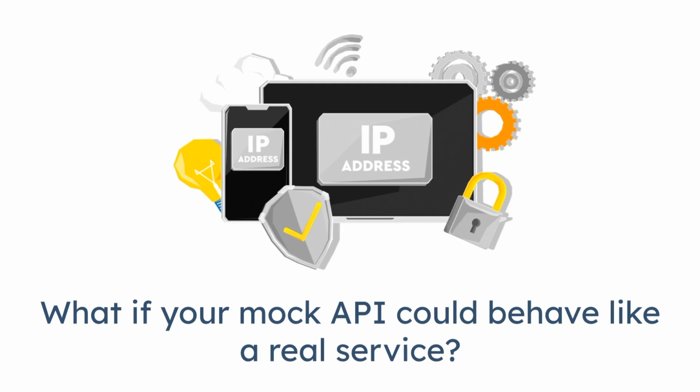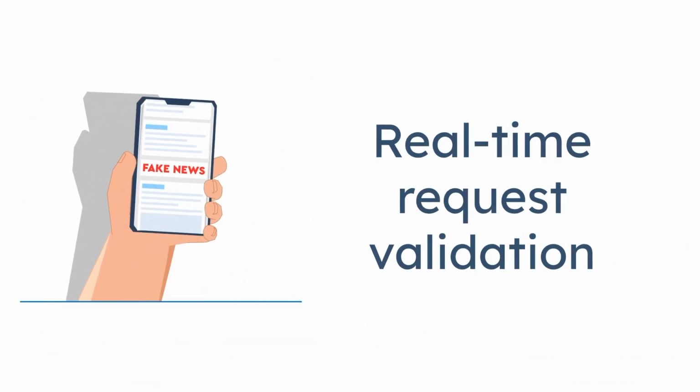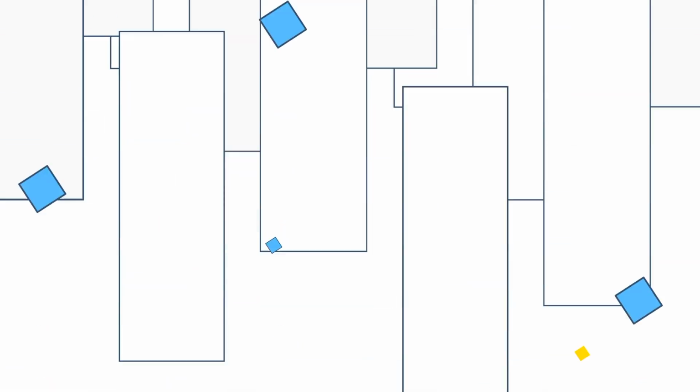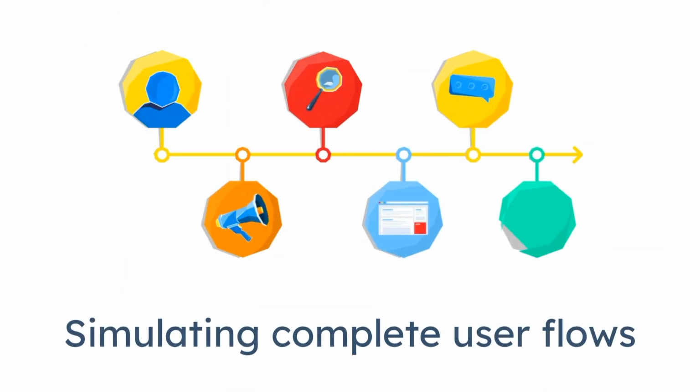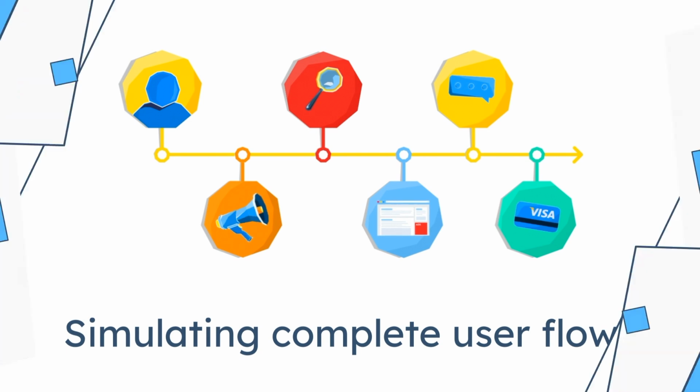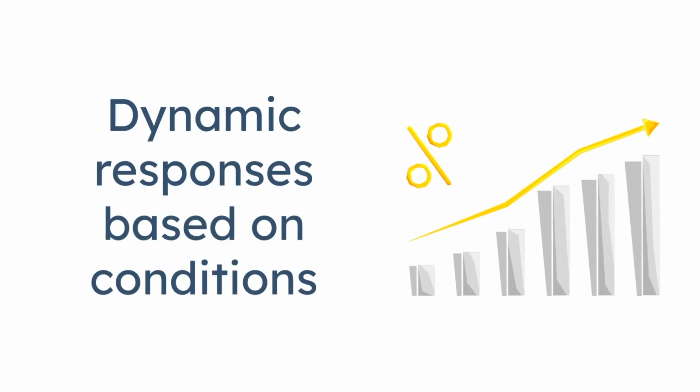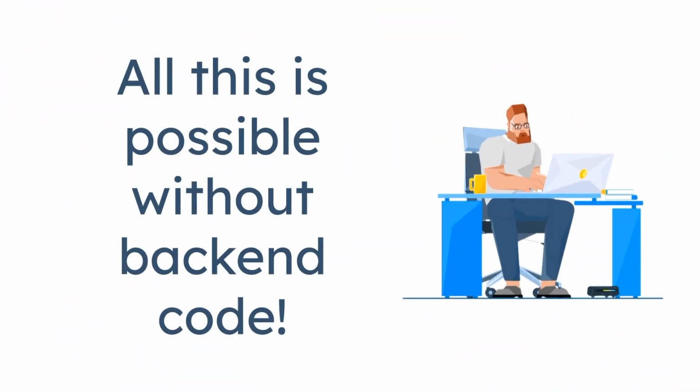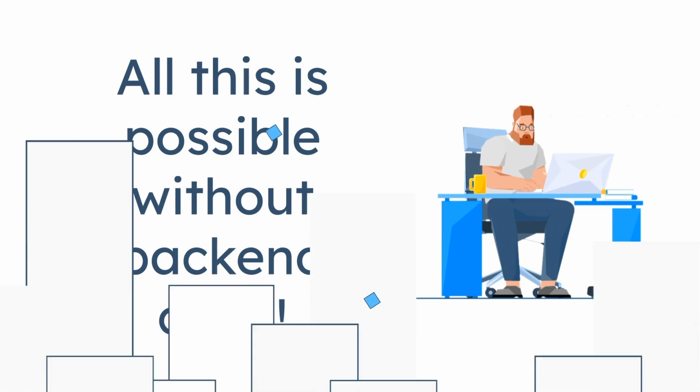That's the kind of problem I'm going to address in this video, with an idea that could change the way we test, build, and ship the apps faster than ever. Imagine, what if the mock API could respond like a real service? What if it could validate requests, simulate user flows, and respond based on real conditions? What if I tell you we can do all this without writing a single line of backend code?